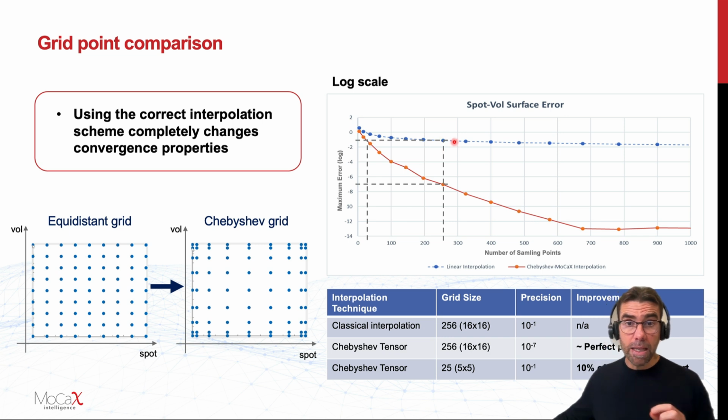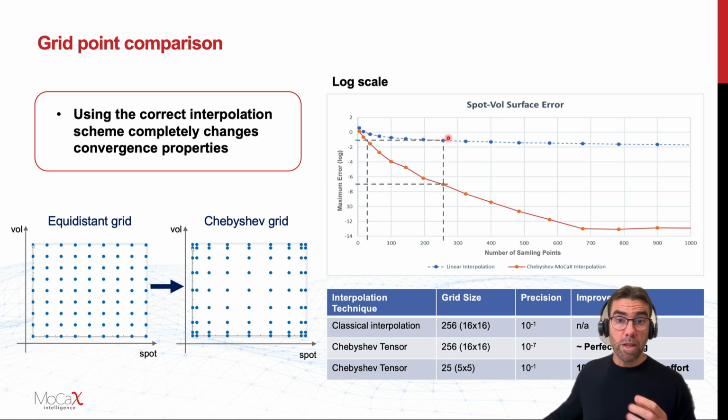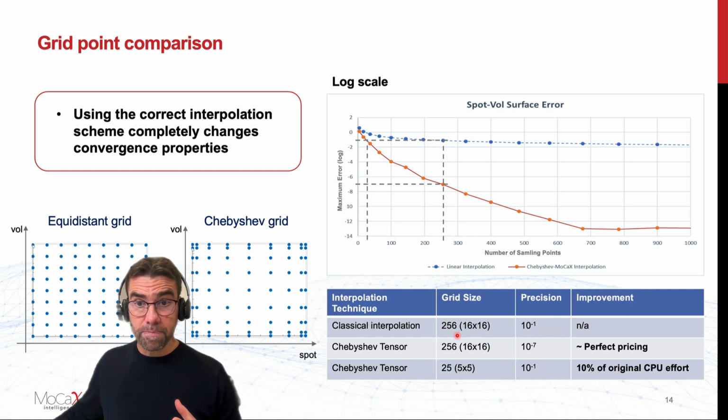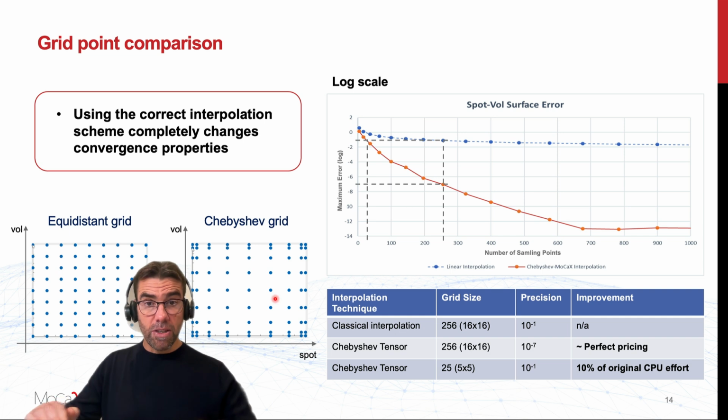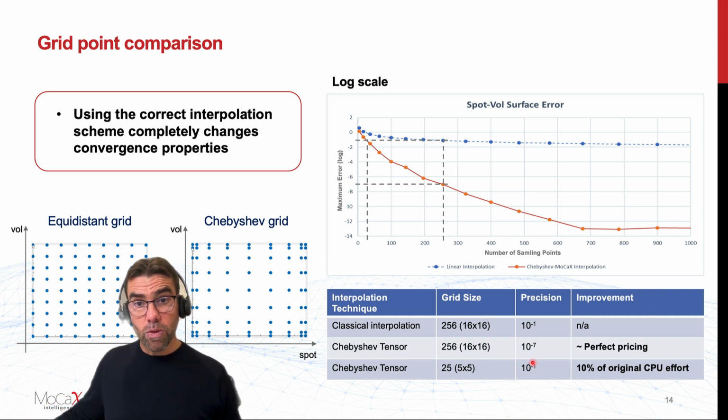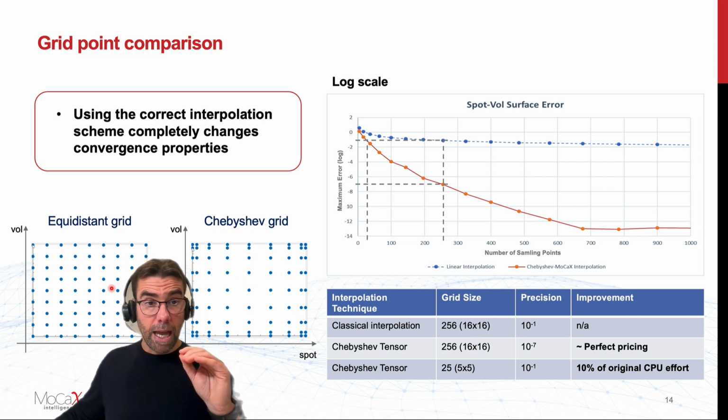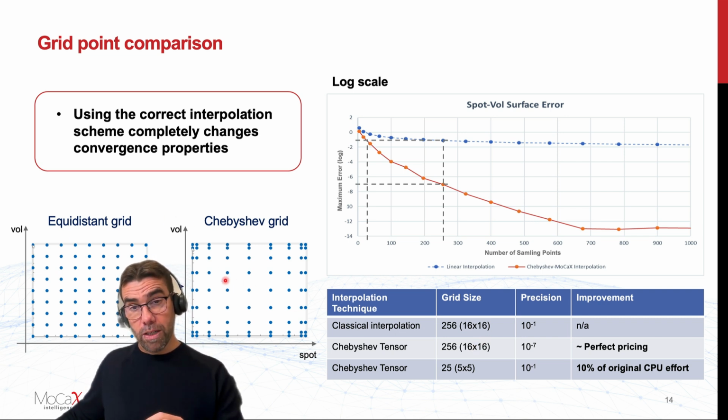Look, if we are happy here with a precision of 10 to the minus 1 with 256 points, by only moving the points to the Chebyshev grid, we achieve 10 to the minus 7 precision. So in practice, perfect pricing. Only by moving the points from an equidistant grid to a Chebyshev grid. You can say, okay, well, I am happy with this level of precision.